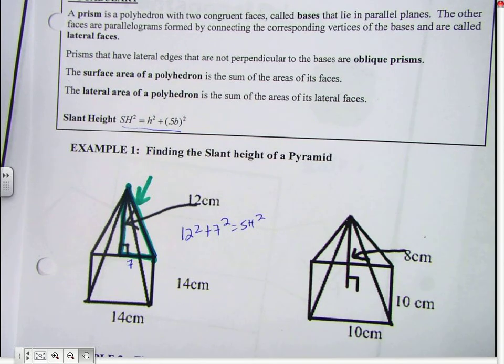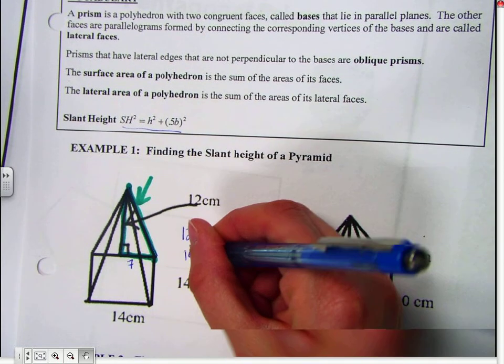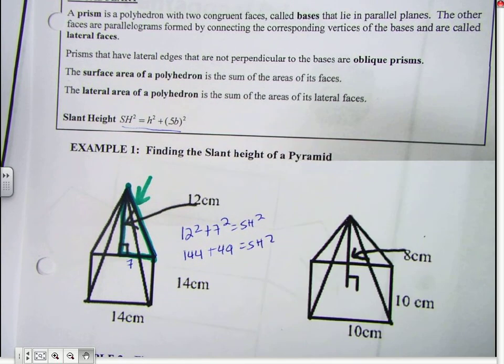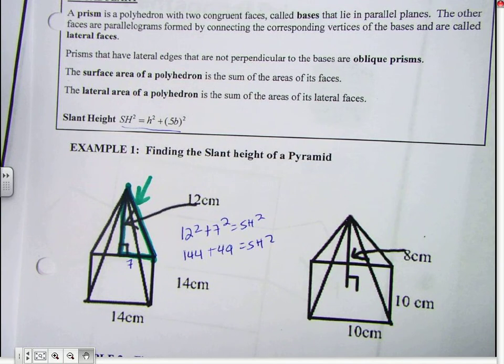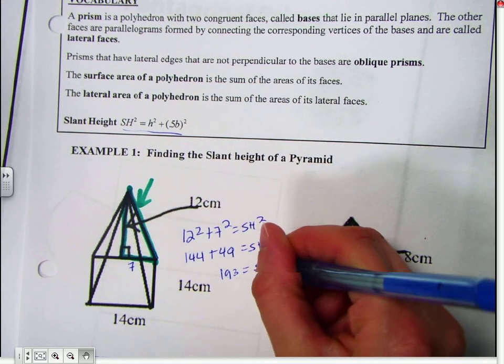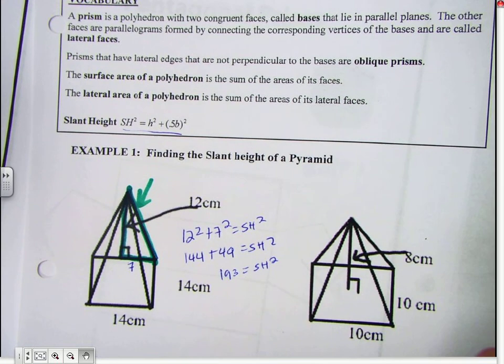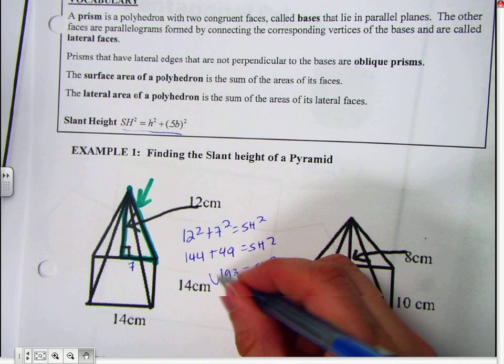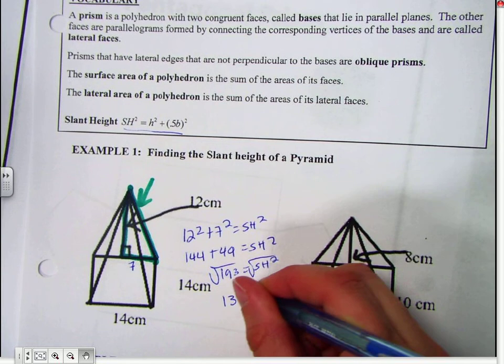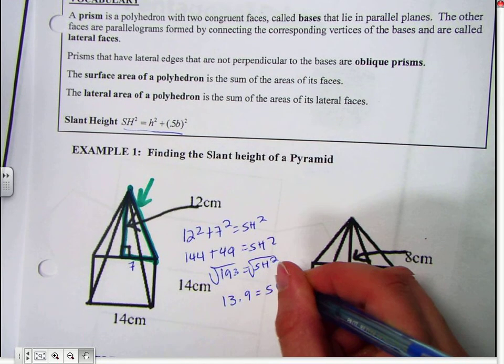Okay, so then that's pretty simple. We get 144 plus 49, which gives us 193 equals slant height squared. How do we get rid of something squared? Square root. And we should get, did you guys get about 13.9 if we round it up? 13.9 equals the slant height.